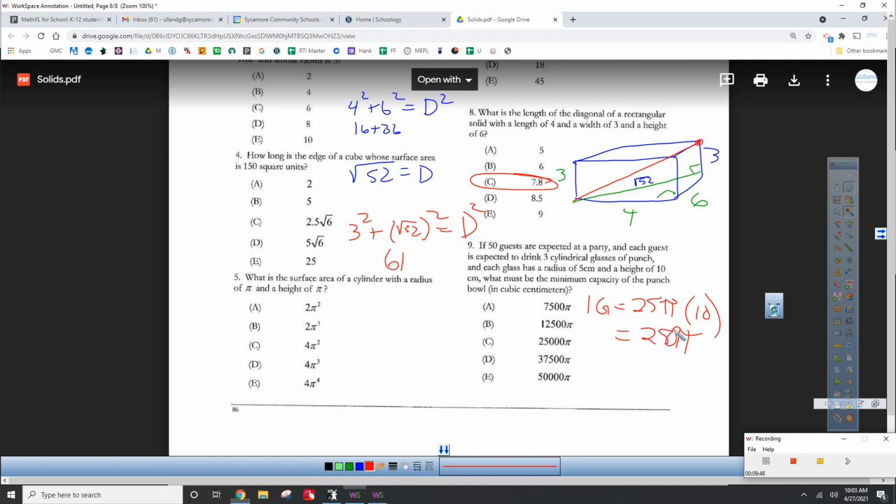So there's 3 glasses each, so 1 person is 750 pi per person. And there's 50 guests, so do that times 50. 37,500 pi. We need D amount. I hope that helps. Little warm up. Boom. Boom.